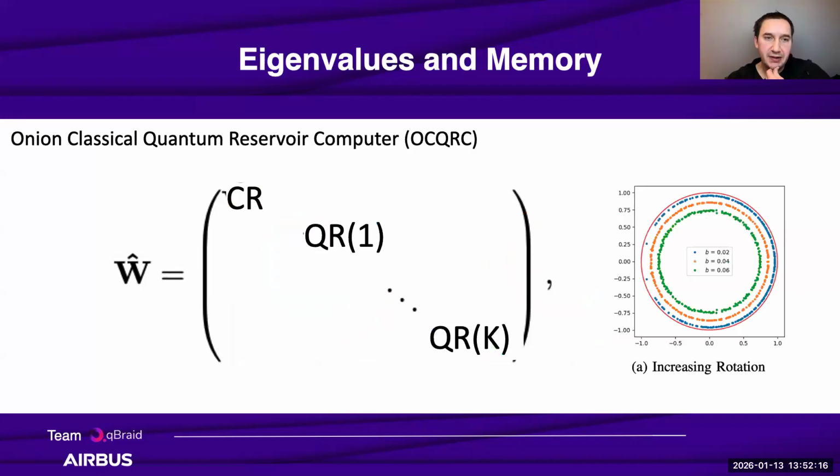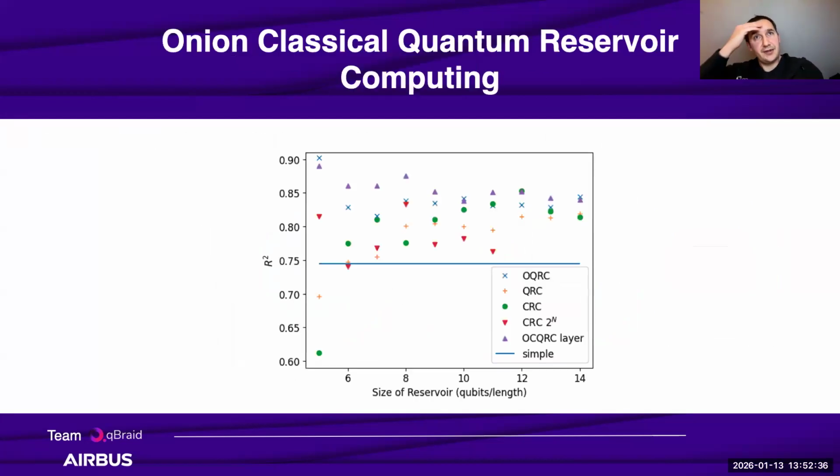So here we decided that we should combine classical and quantum reservoirs. That's what this matrix is saying. There's one classical reservoir, and then we had multiple quantum reservoirs with different eigenvalues of the evolution. And we use that to predict the dynamics of this material degradation. As you can see from here, the purple triangle is this combined classical quantum reservoir, and it has the best R squared for this system.